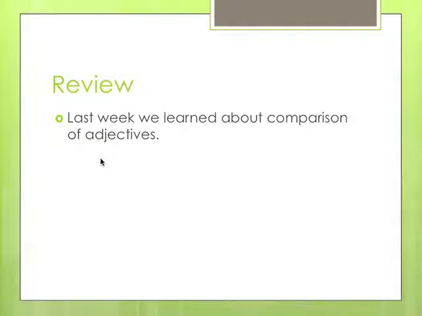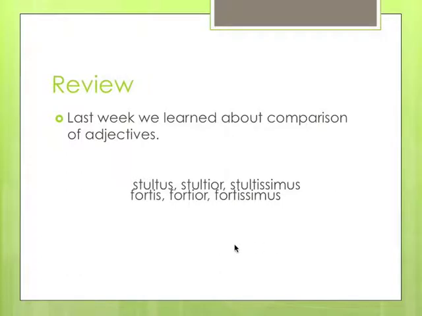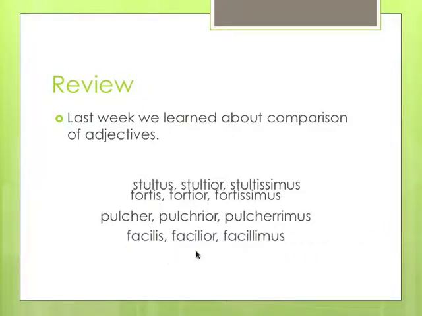We learned to say things like stultus, stultior, stultissimus, that is stupid, stupider, stupidest, or fortis, fortior, fortissimus, brave, braver, bravest, or pulcher, pulchrior, pulcherrimus, beautiful, more beautiful, most beautiful, and facilis, facilior, facillimus, easy, easier, easiest, and magnus, maior, maximus, great, greater, greatest, or big, bigger, biggest.